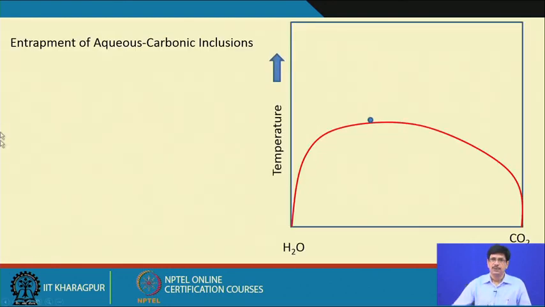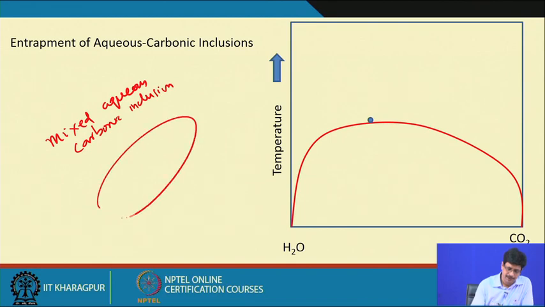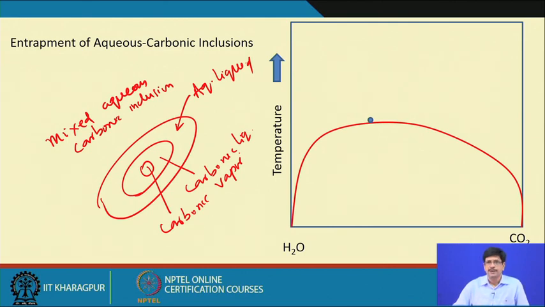Okay. So, now come to the situation that we discussed before, the mixed aqueous carbonic inclusions, which means we will have an aqueous liquid, a carbonic liquid and a carbonic vapor. So, we have to explain how such a thing can happen.